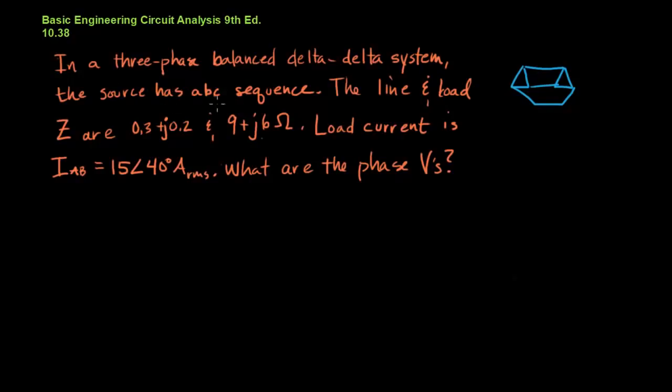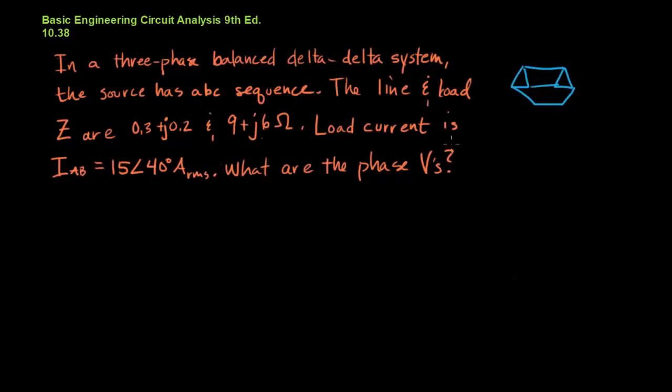Okay? It has an ABC sequence. That's giving us key information about labeling or about assigning the phase angles at the very end of the problem. So we'll come back to the sequencing at the end. Then we're given a line and a load impedance, and those are just for drawing into our circuit. And then we're given a load current.